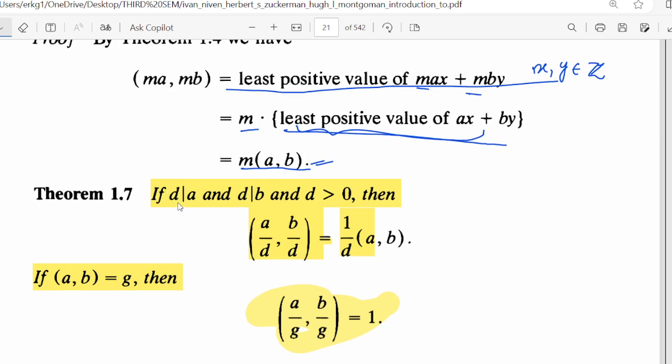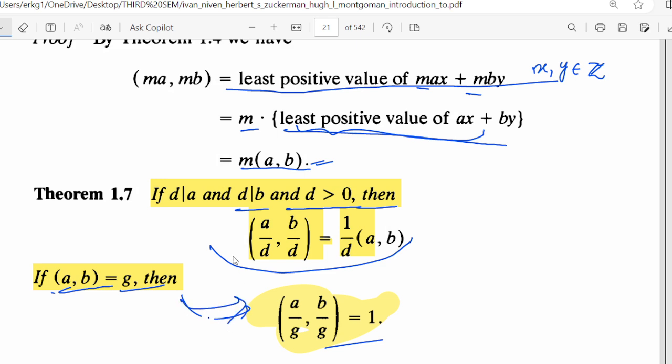The statement of this theorem says if d divides a and d divides b and d is positive, then GCD of a by d and b by d is equal to 1 by d times GCD of a and b. And if GCD of a and b is equal to z, then GCD of a by z and b by z is equal to 1. I mean, this is the particular case of the above statement.